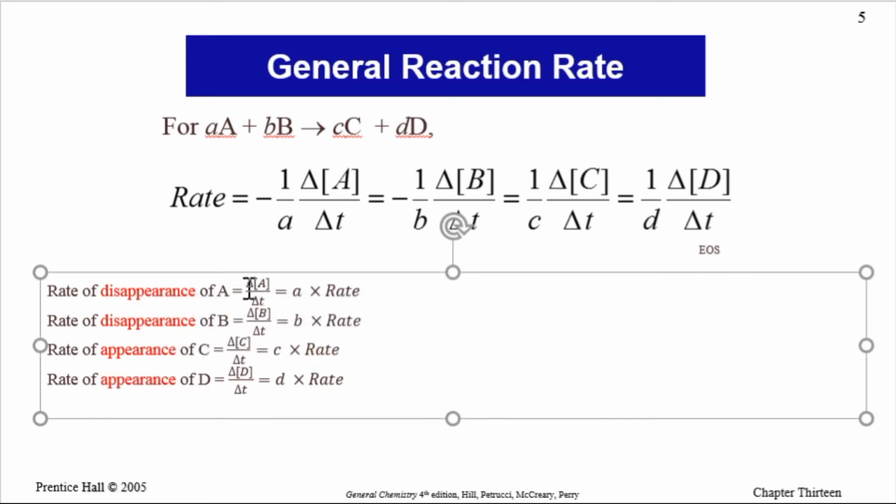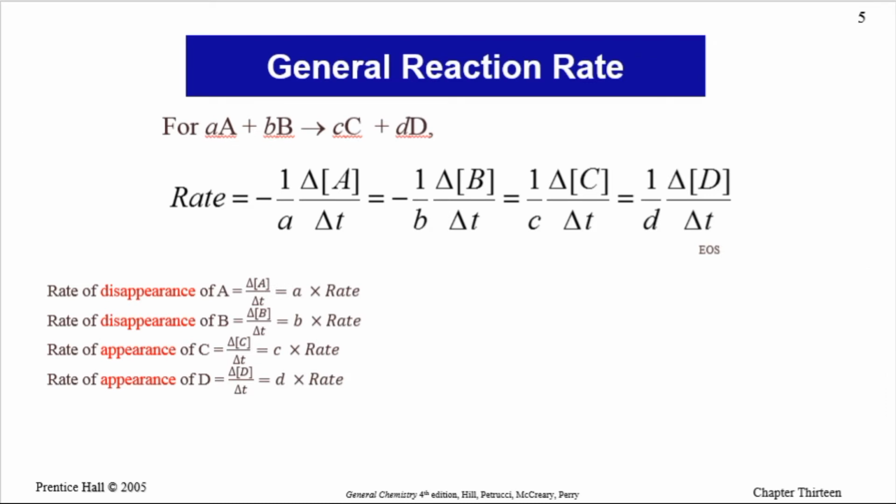Right? So you have the change of the concentration of A divided by the change of time. And if you multiply that by a, you get the rate, right? So you get just this by itself. So what I mean by that is the overall rate of the reaction is this right here, and it's equal to all of these things. But say I just wanted to find just the change in concentration of A over time. I didn't care about the overall reaction. I just wanted A.